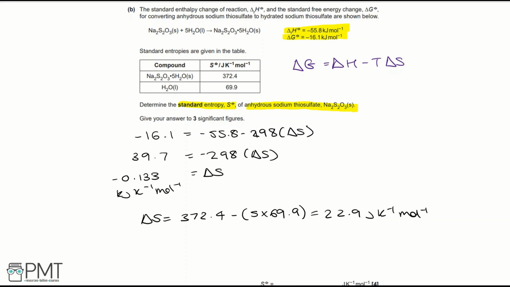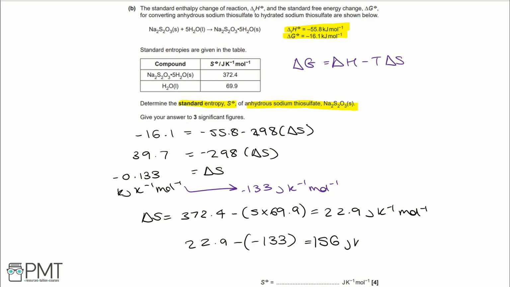And then what we need to do is 22.9 minus 133. And how we've got 133 is we have converted our delta S to joules per Kelvin per mole, so that's 133 or minus 133 joules per Kelvin per mole. And that gives us 156 joules per Kelvin per mole, which we can then write on the answer line provided.